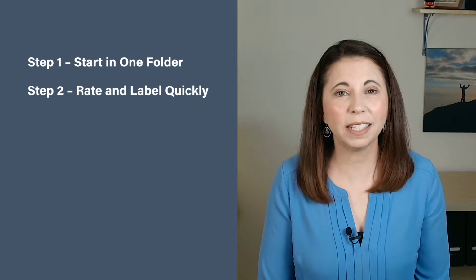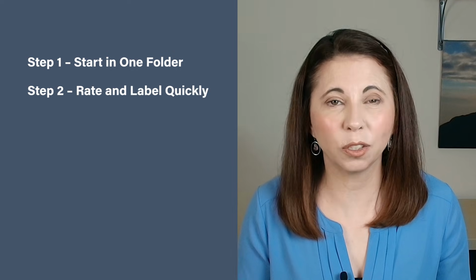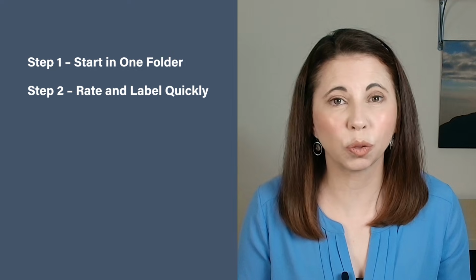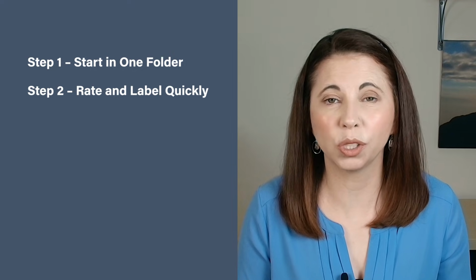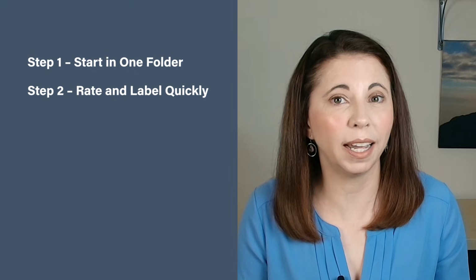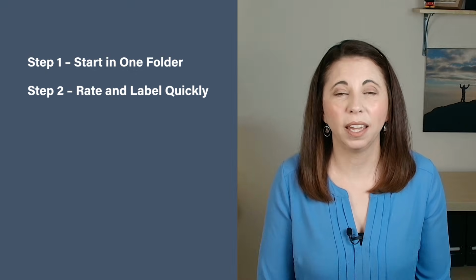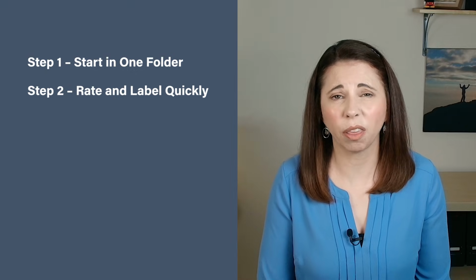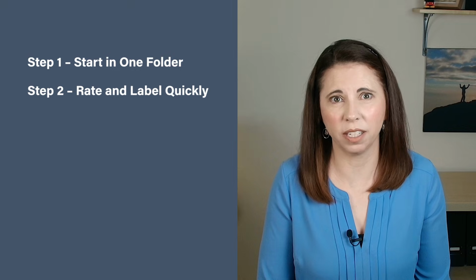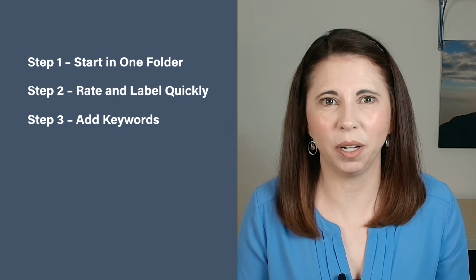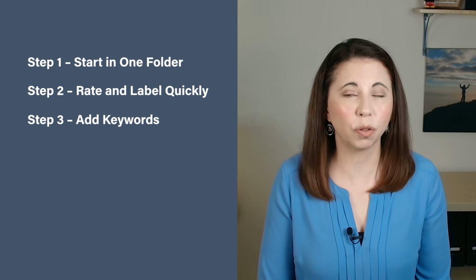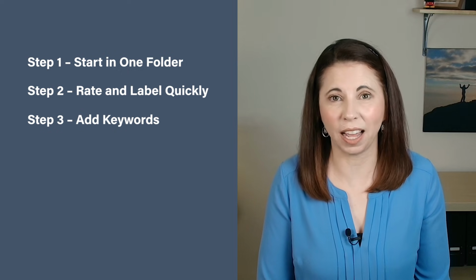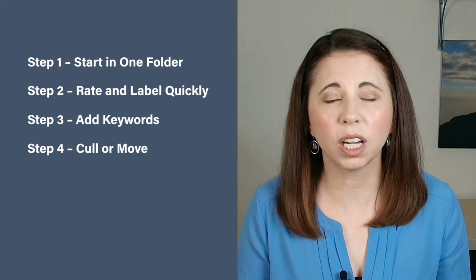Step 2, rate and label quickly. In the Details or Preview area, use Ctrl plus 1 to 5 for star ratings, or Ctrl, Shift, 1 to 8 for color labels. Keep it simple. It could be 1 star for delete, 3 for keep, 5 for favorite. Step 3, add keywords. Add any keywords to help you find your photos with the Ctrl or Command I and then add your keywords. Step 4, cull or move.